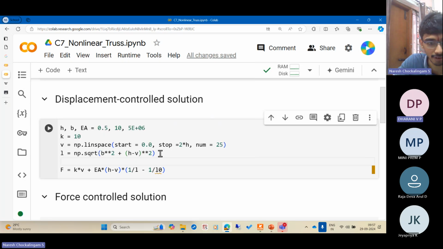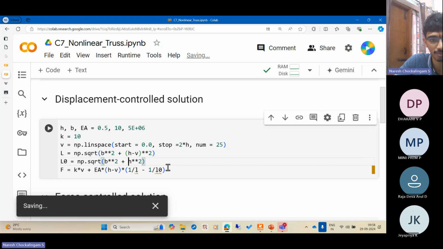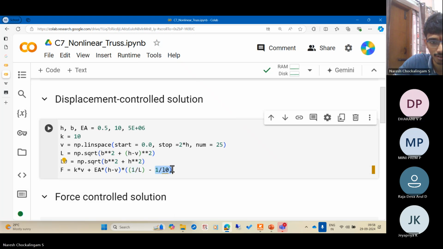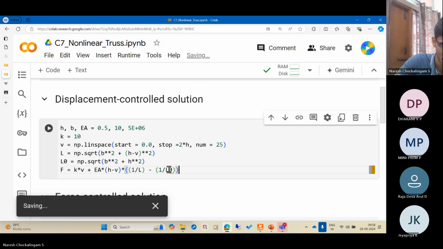This L looks very much like 1, so I'll use capital L. So L0 is the L at the beginning, when v is 0, before any deformation happens. I can either call it L of 0, or I'll just copy paste this with v equal to 0 and remove the v from this. So it is just the square root of b square plus h square. So this is 1 by L minus 1 by L naught, capital L. Okay, so we'll run this part.